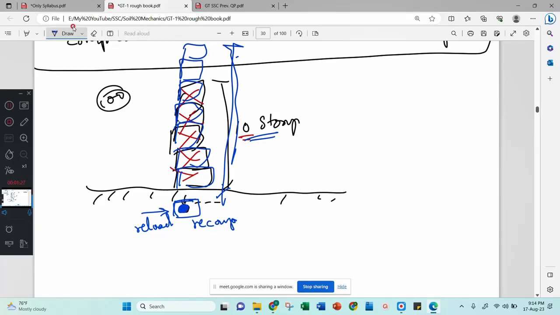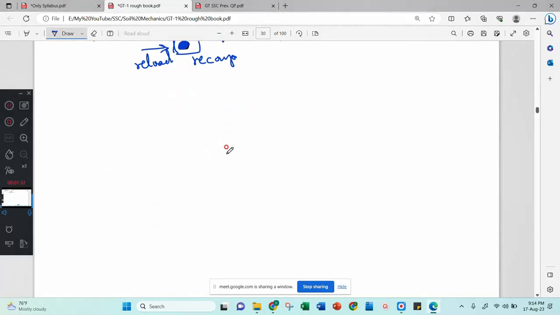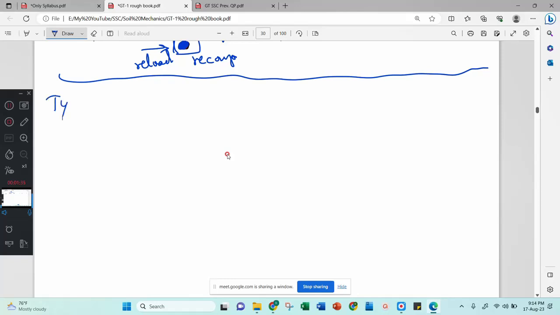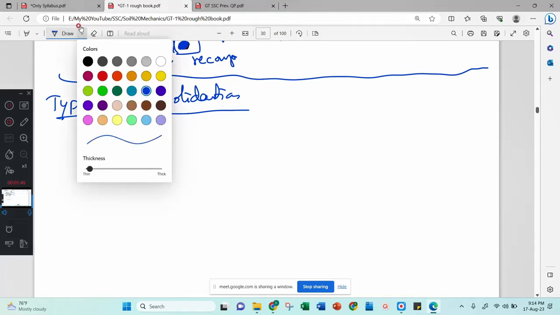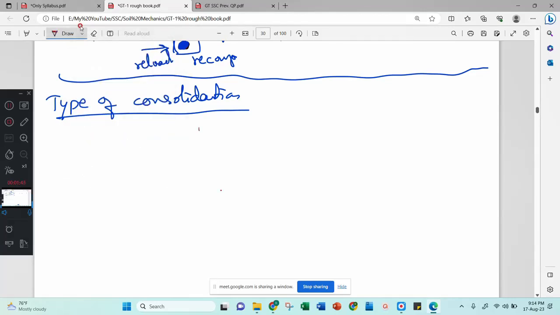Okay, now this is all about consolidation. Considering these points, I will explain the types of consolidation. To understand the types of consolidation, I will give you three case studies, so that you can understand this very clearly. The first case study is, here there is one field, a khet.